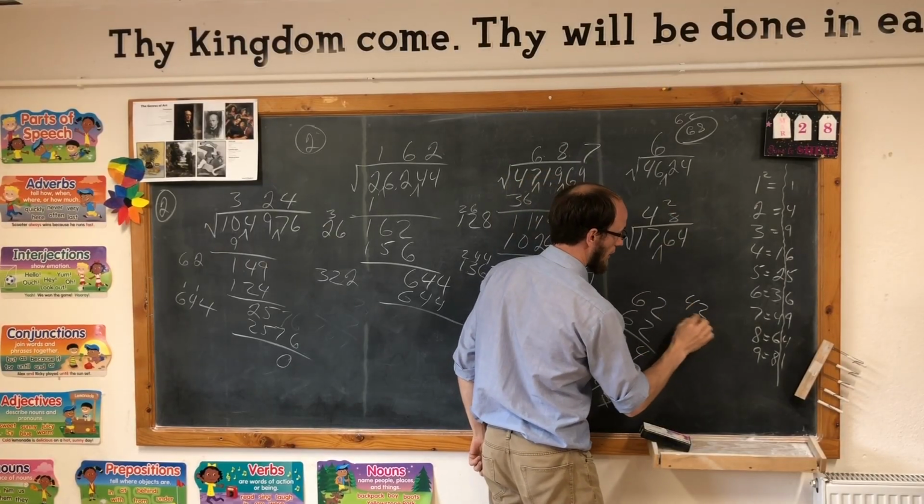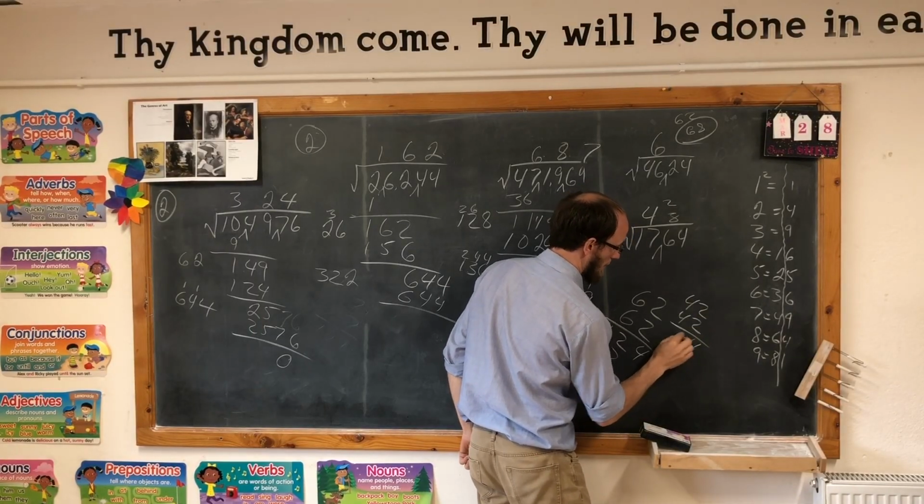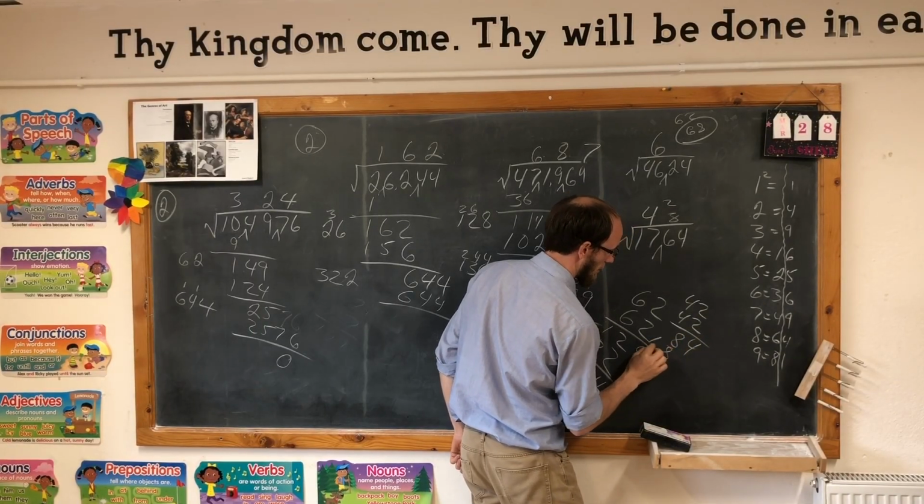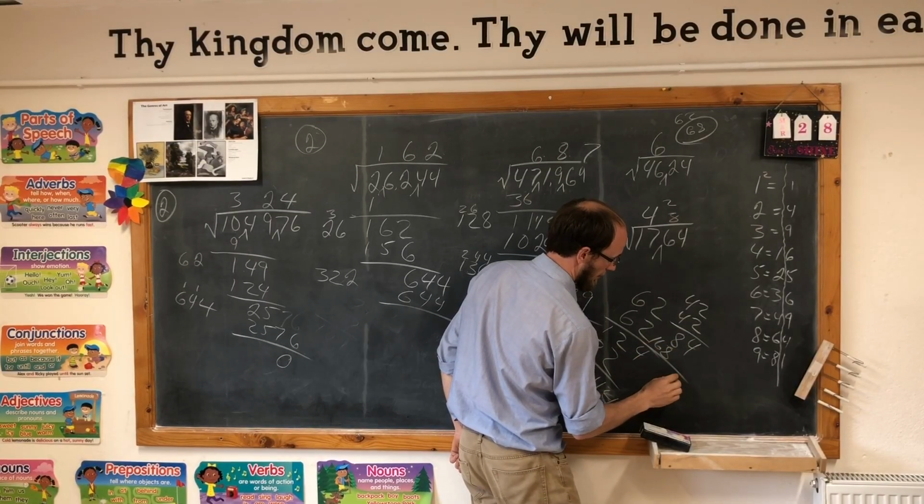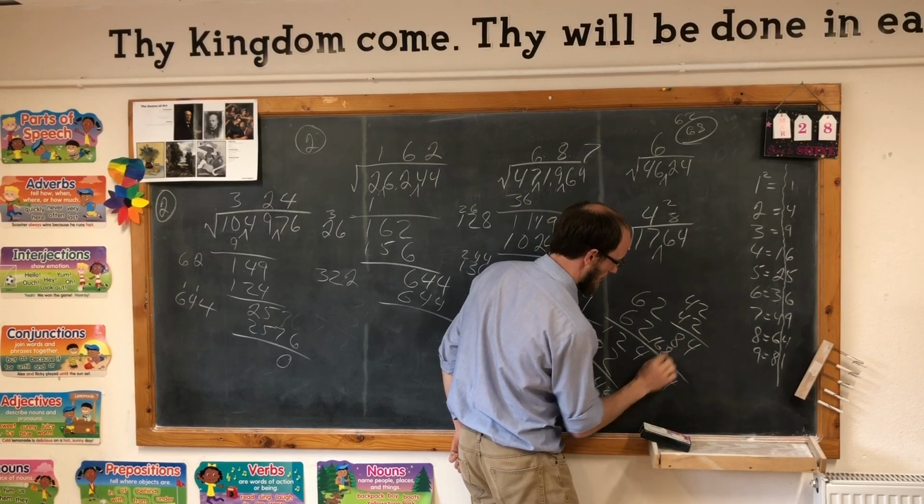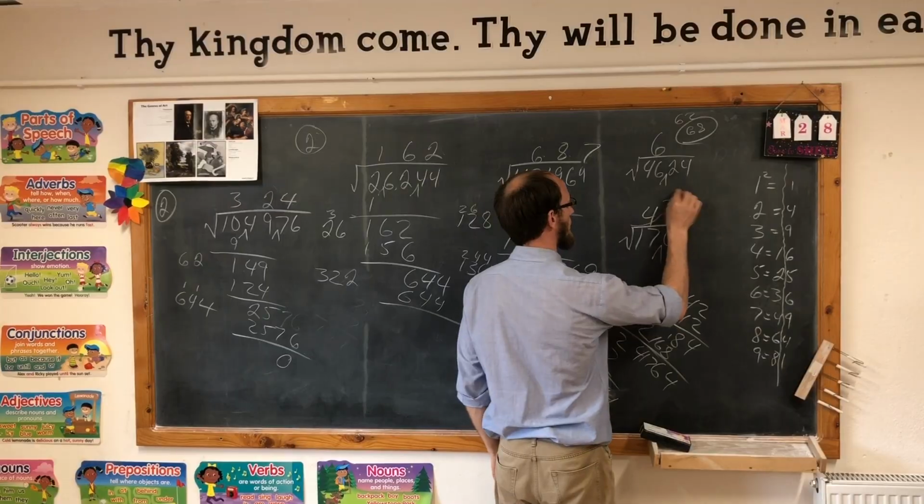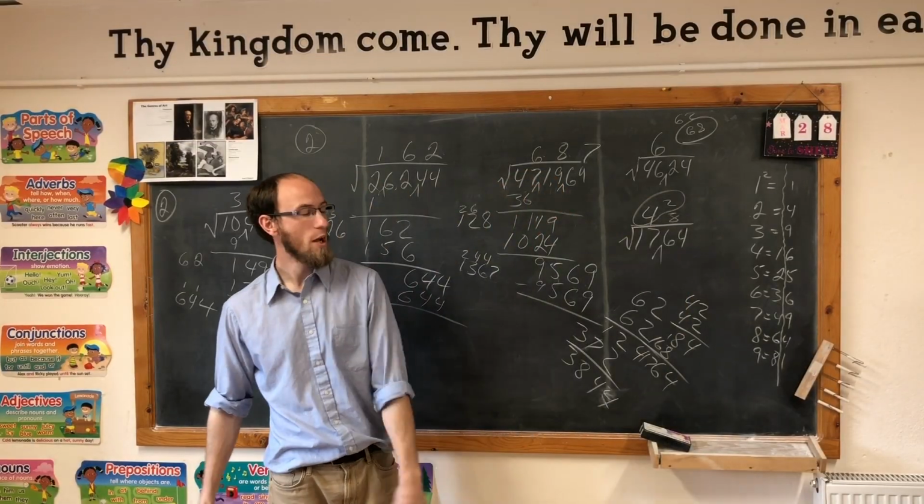Let's take 42 times 42. 2 times 2 is 4. 8. 8. 16. 4. 8 and 8. 16. 17. 1764. 42 is the answer. So that would be a way of finding that.